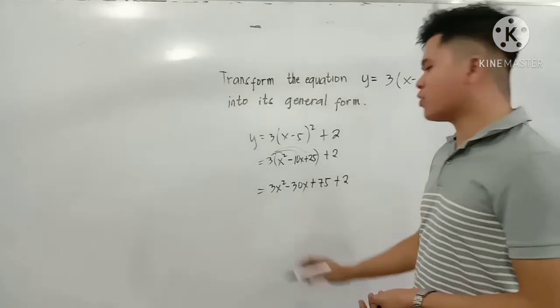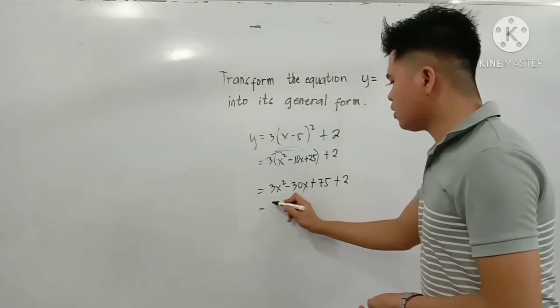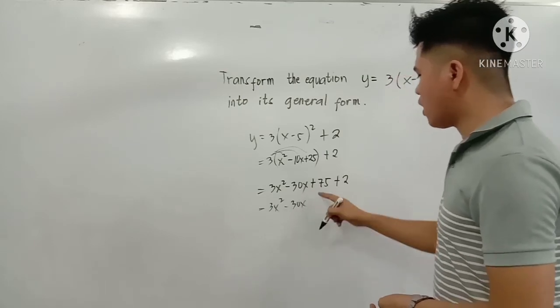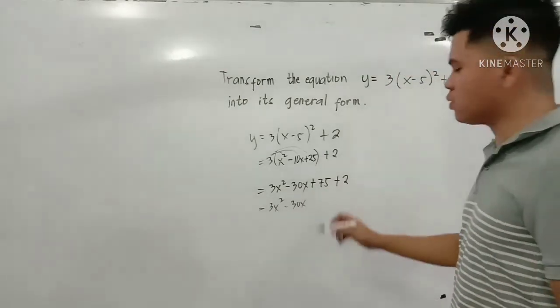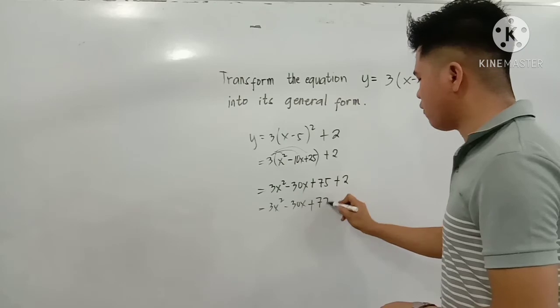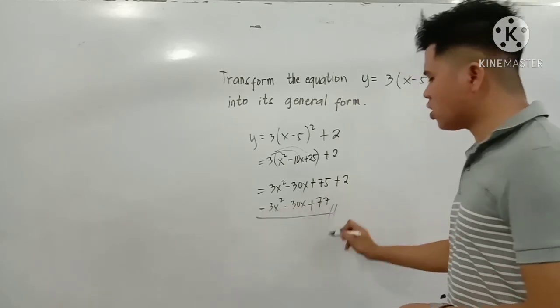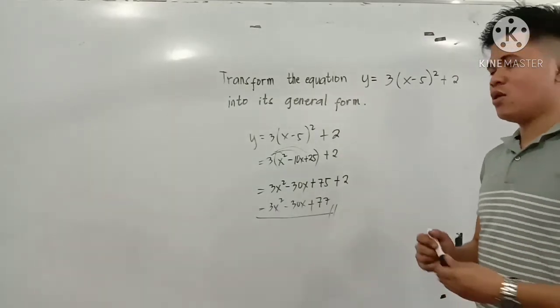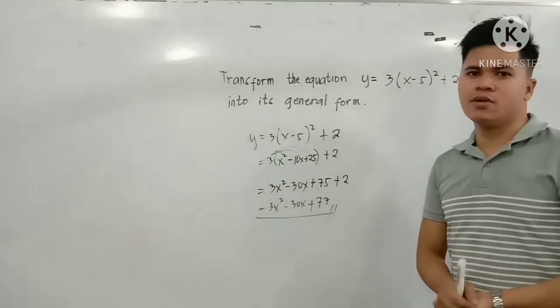Then, combine like terms, the last step. So, copy this one, 3x squared minus 30x. And combine this one, 75 plus 2 is positive 77. And this is the general form of this given equation. So, I hope this is clear.